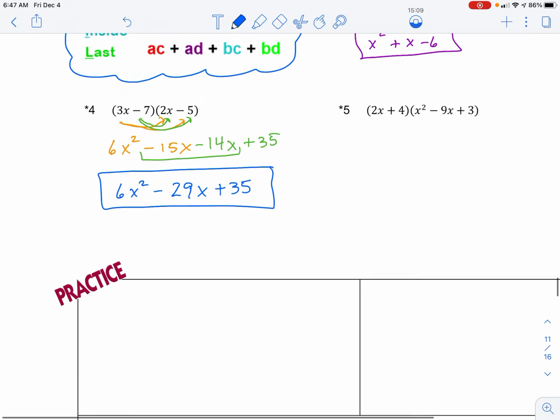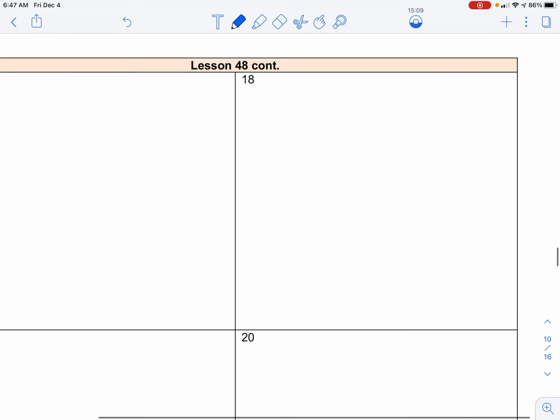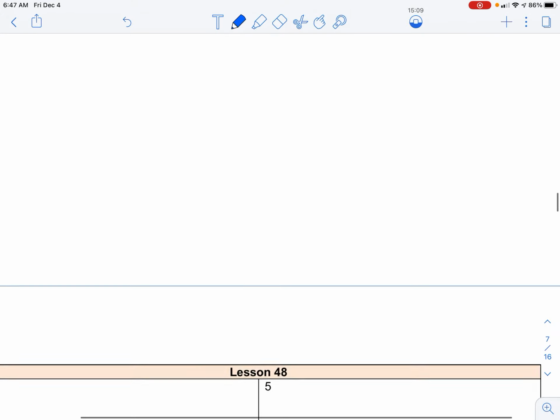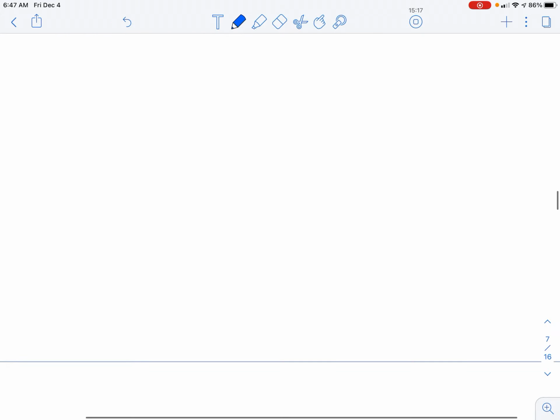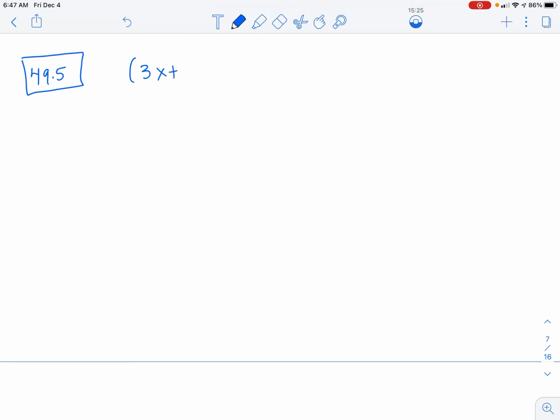Okay, I want to look at another example problem with you. Let me get back up to my sheet up here where I was writing. This is going to be 49.5, the example number in your lesson. If you saw a problem that looked like this, 3x plus 2, and it's squared, you need to know that you're not going to just go, oh, 3x squared is 9x squared plus 4. That's not the correct answer.